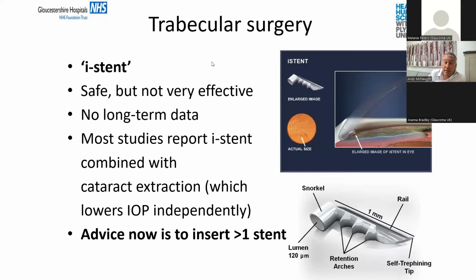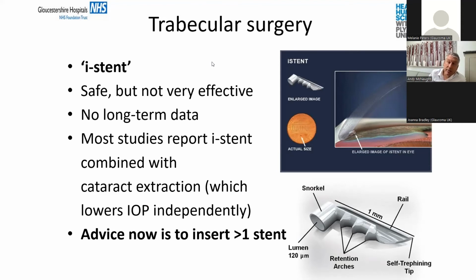There's the eye stent. That's another very safe operation. It involves putting a little metal tube into the trabeculum from the inside again. There's not very much long-term data. Most of these studies report using the eye stent combined with a cataract operation. It's worth knowing that a cataract operation alone makes the pressure go down. So the additional lowering caused by this little metal tube is debatable.